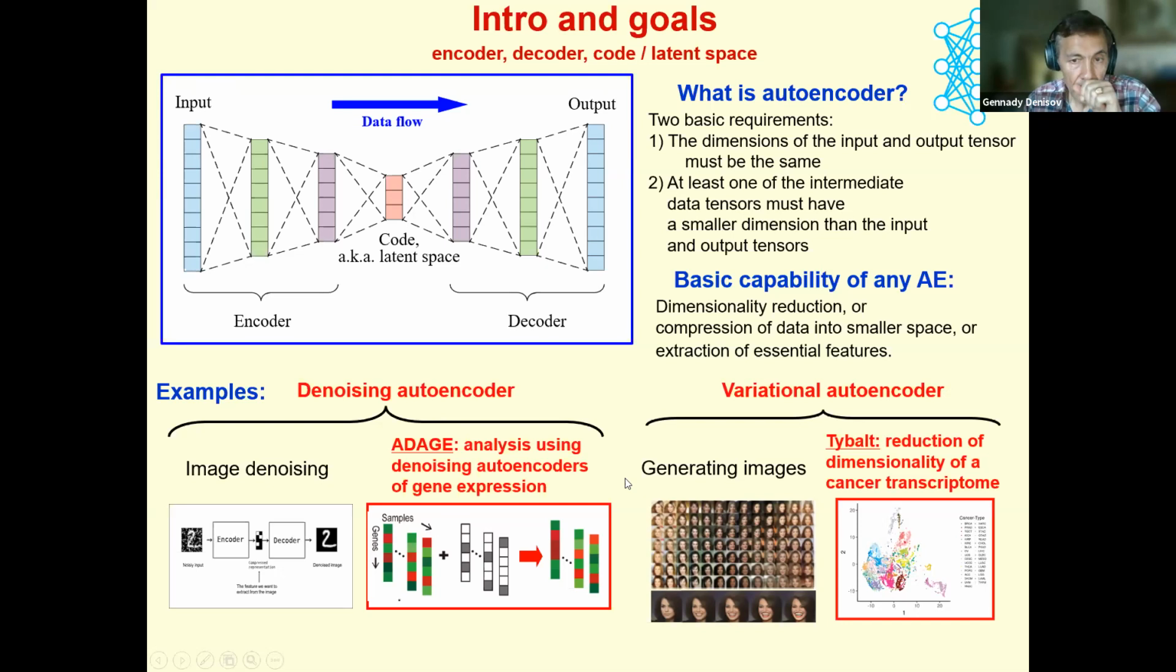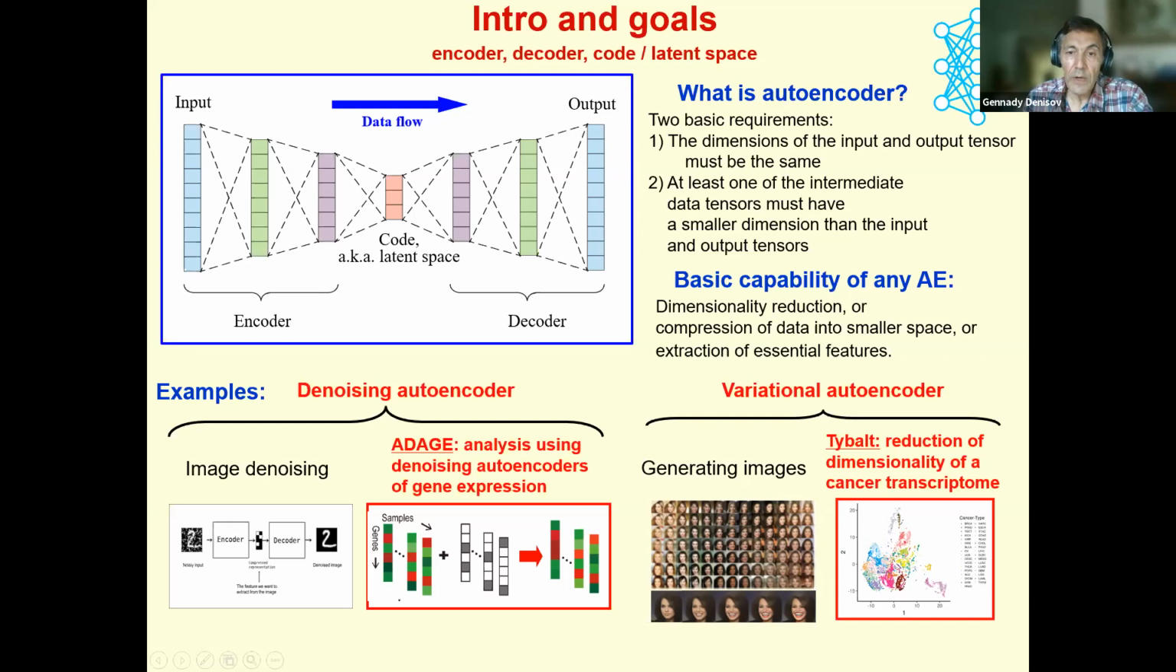The other example is variational autoencoder. This type of network is also called a generative model, meaning that it can generate new data from already existing data. For example, being trained on a data set of face images, a variational autoencoder can produce a new face which was not there in the training dataset. Or it can take one of these existing images of faces and modify it to make it smile.